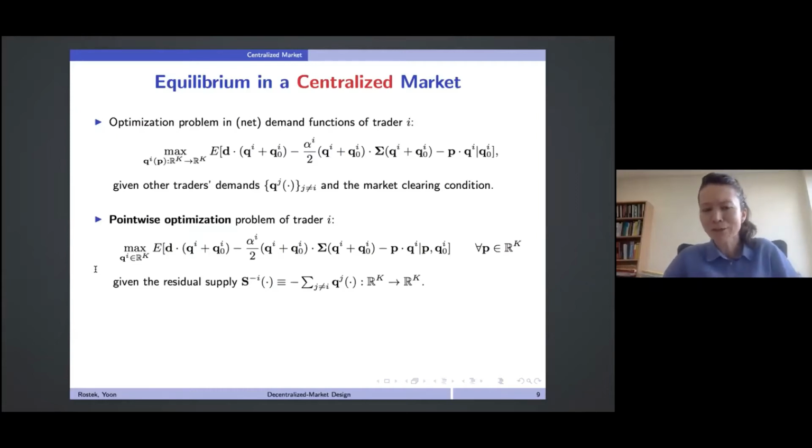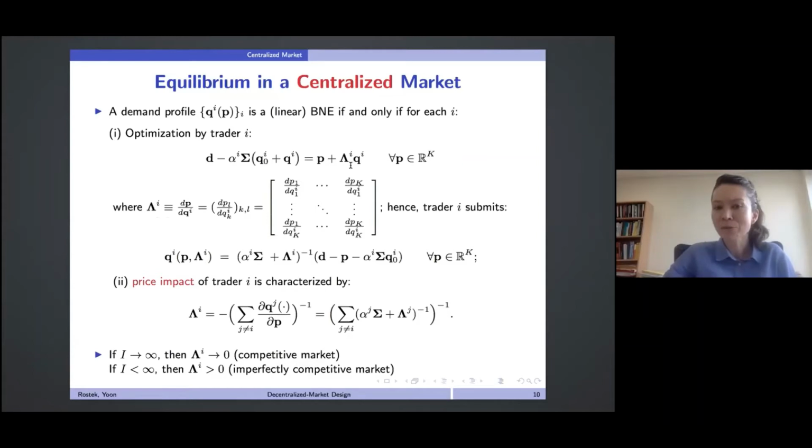In games in which traders submit price contingent demand schedules, it is useful to take the perspective of a single trader optimizing against a residual market represented by his residual supply function. This motivates a point-wise optimization problem, which one can show is equivalent to optimization in demand schedules. Okay. In the point-wise problem, equilibrium can be characterized through two simple conditions. The first order condition, which applies point-wise with respect to the price vector, where lambda I is a trader's price impact. With K assets, it is a K by K matrix. Its element KL represents the price change of asset L following a unilateral demand change for asset K.